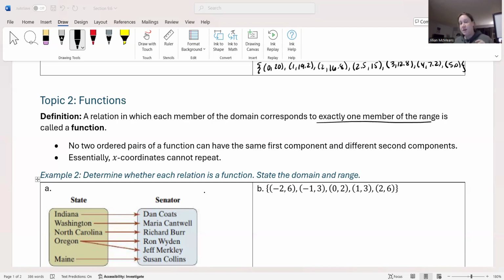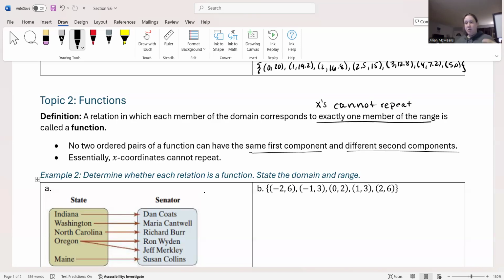Now for a set of ordered pairs to qualify as a function, each element in the domain can correspond to only one element in the range. What this means is that x's cannot repeat. We'll bring this back up again in just a second. In order for each x to correspond to only one y, x values can't show up more than once, because if a single x value shows up more than once, that would indicate that it corresponds to two different y values. So no two ordered pairs of the function can have the same first component and different second components.